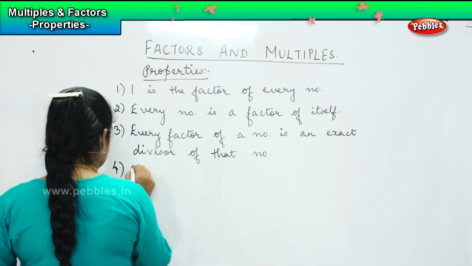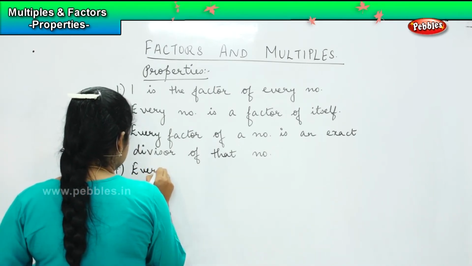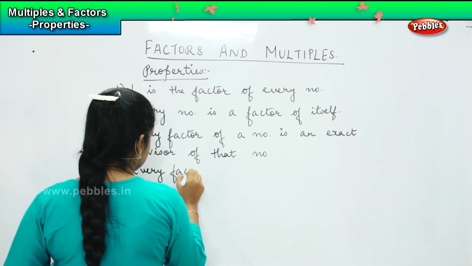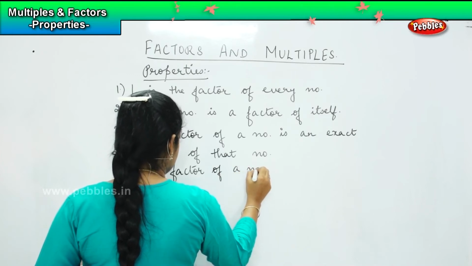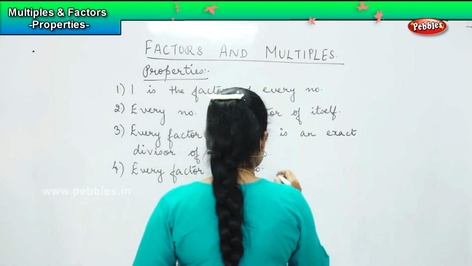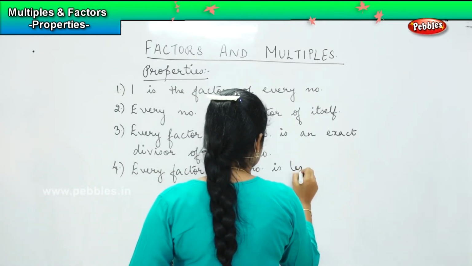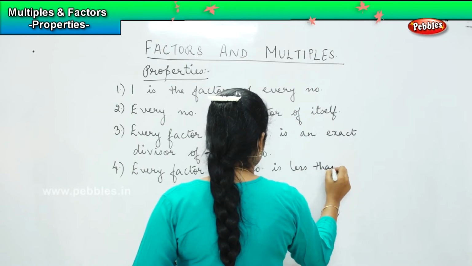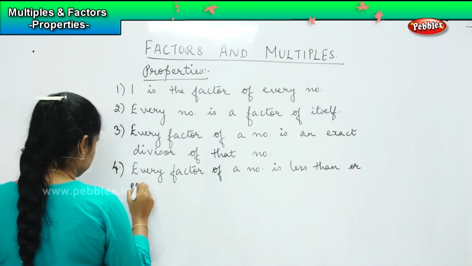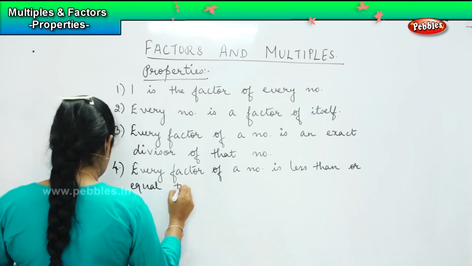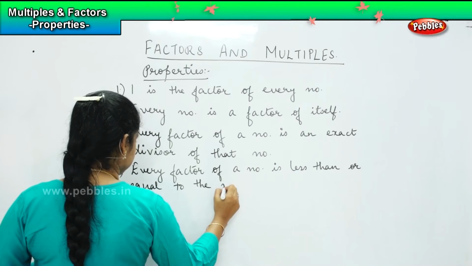every factor of a number is less than or equal to the number.